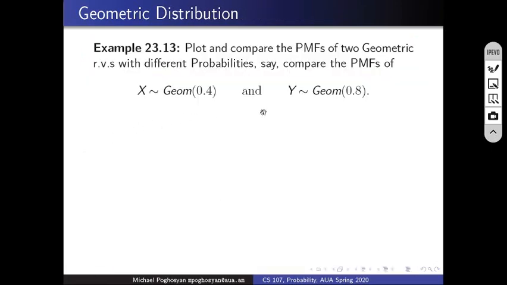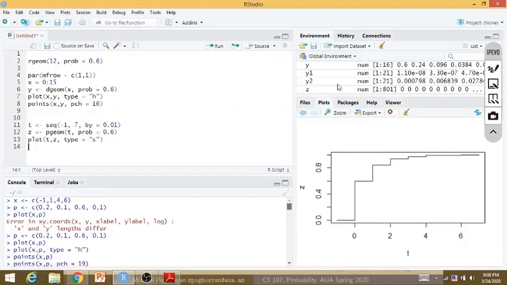We have a few examples. Now plot and compare PMFs of two geometric random variables with different probabilities. Say, compare geometric with 0.6, the PMF of this and of that. So let me do that in R again.